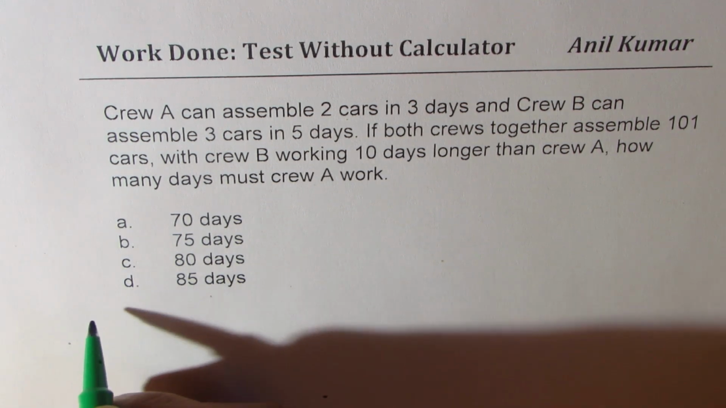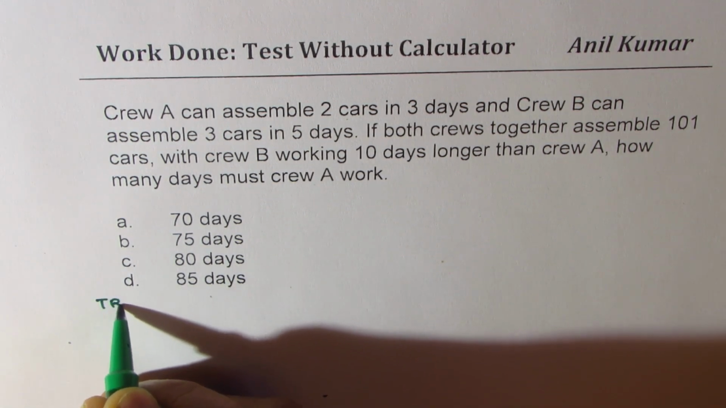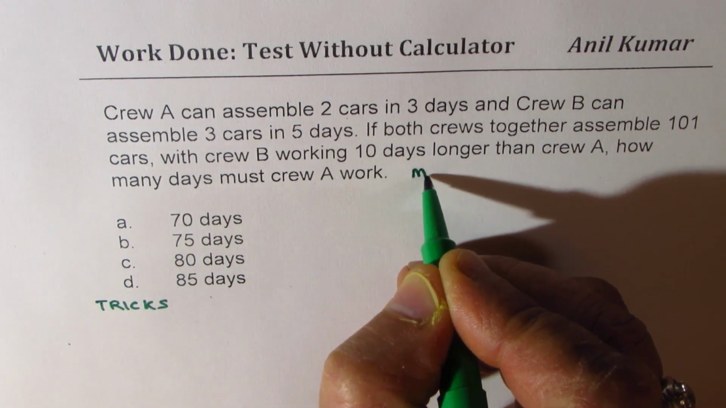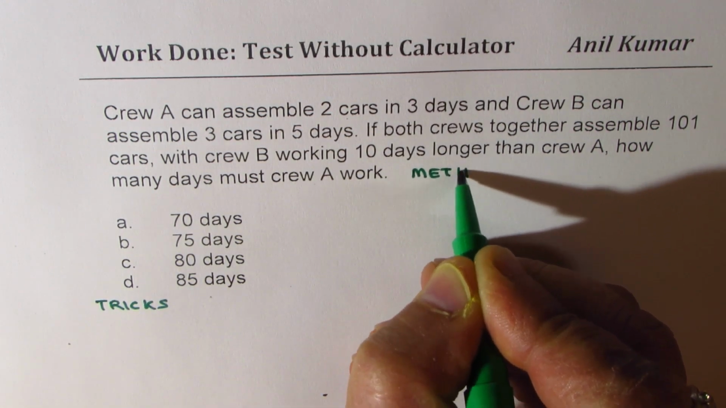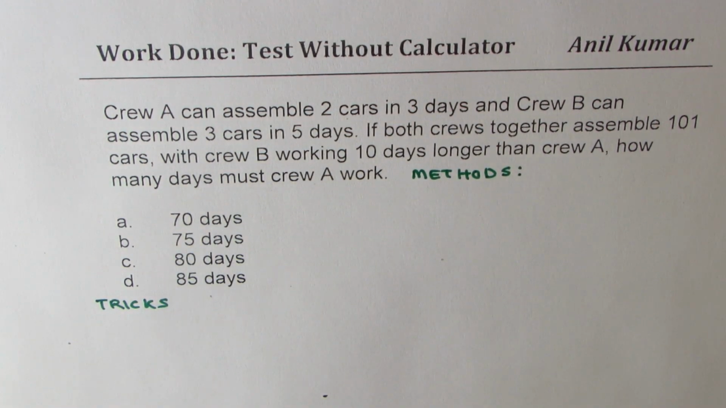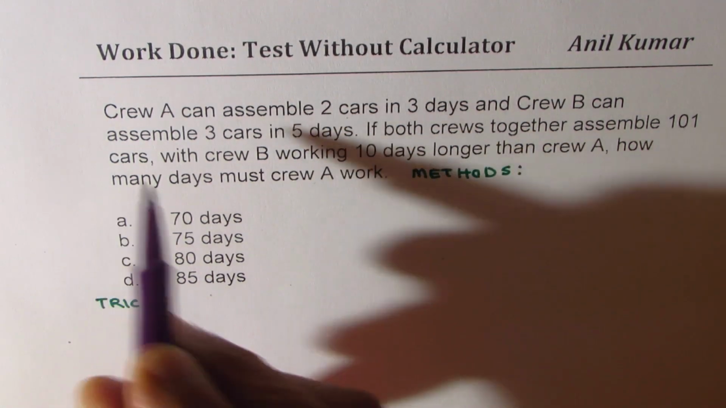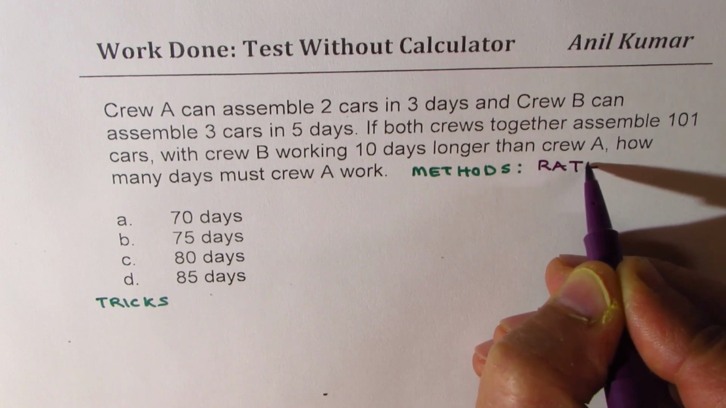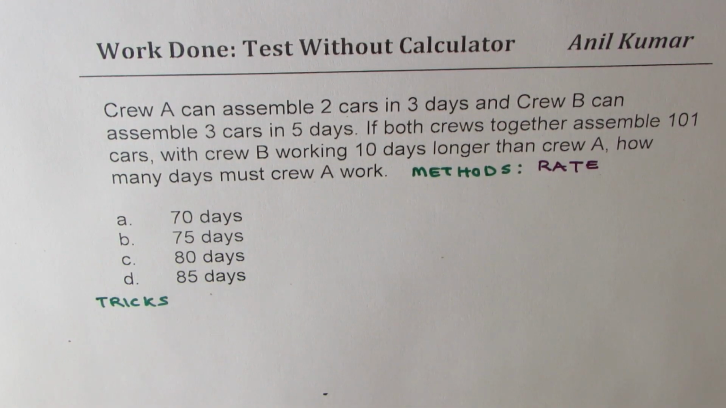So we'll talk about tricks or shortcuts, I should say, and also methods. So both things we'll discuss. Once you understand the method, it becomes very easy to apply the tricks if the question is slightly changed. So as far as work done is concerned, we have to find the rate. That is the first thing which we need to find, and then solve the question.